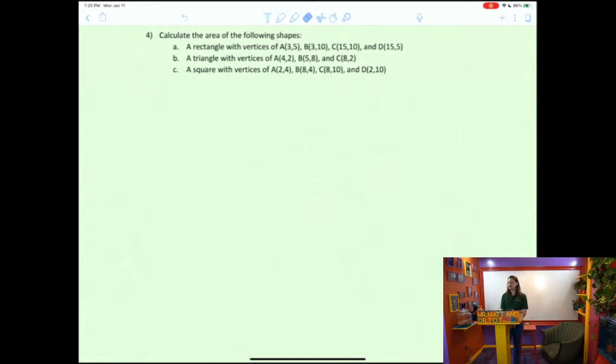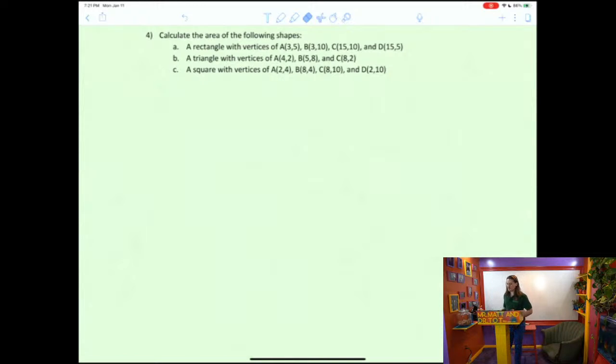Question 4 asks, calculate the area of the following shapes. We have a rectangle with vertices of (3, 5), (3, 10), (15, 10), and (15, 5). We have a triangle with the vertices of (4, 2), (5, 8), and (8, 2). And then we have a square with the vertices of (2, 4), (8, 4), (8, 10), and (2, 10).